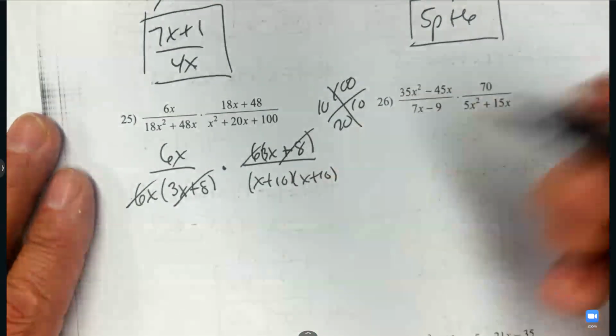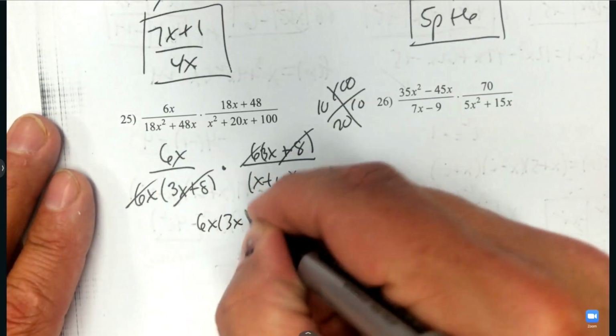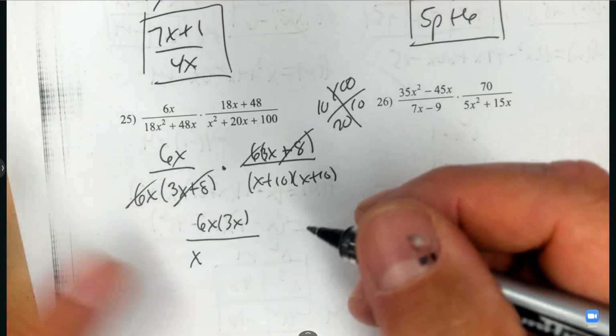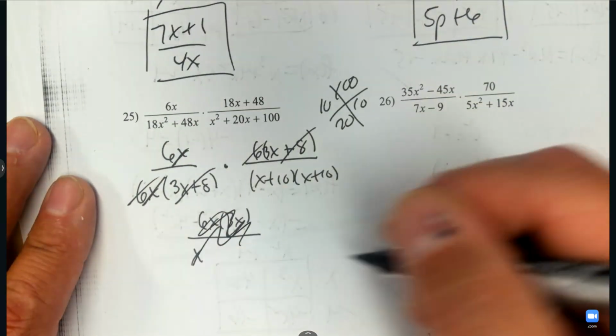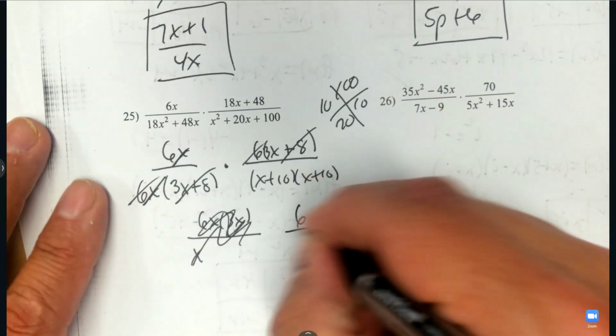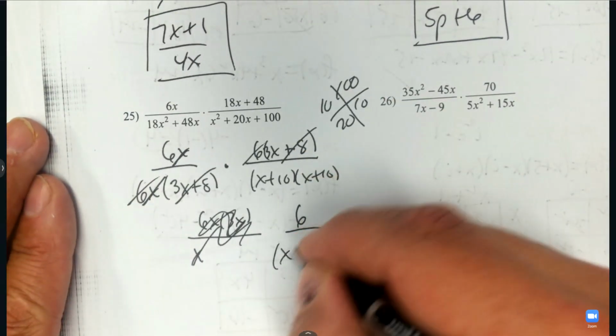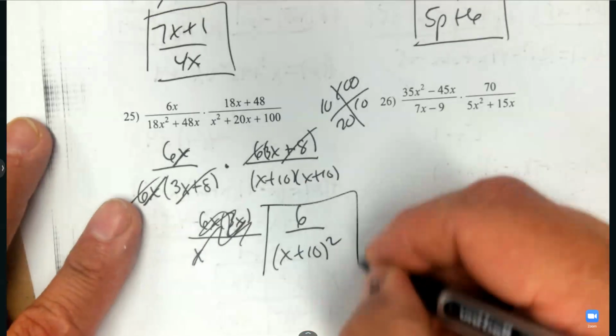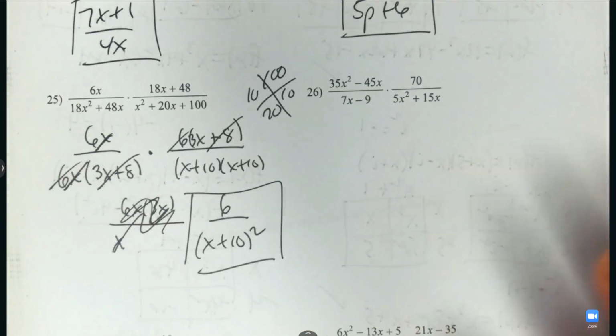And so what I'm left with on top is 6x and 3x. On the bottom is x. Oh, I can cross out the x's too. So cross these x's out. Let's try it again. So at the top, the only thing I didn't cross out was 6. And on the bottom, I have x plus 10, which at the end I can write as x plus 10 squared.